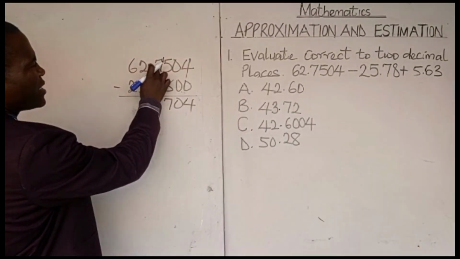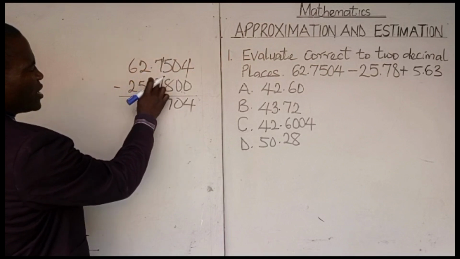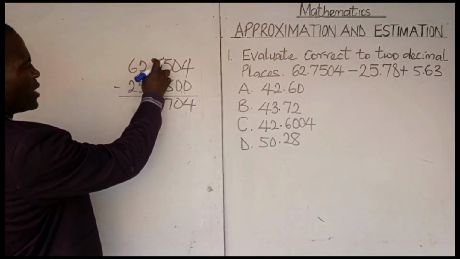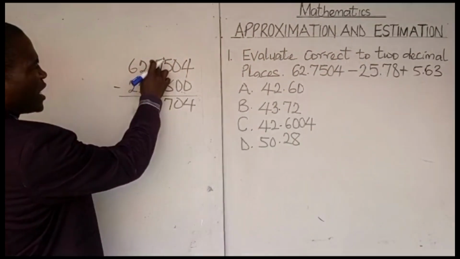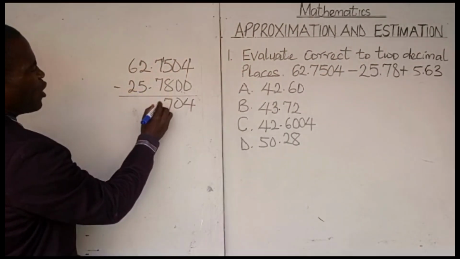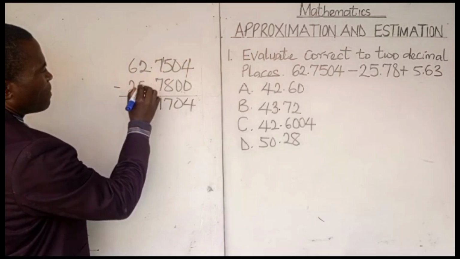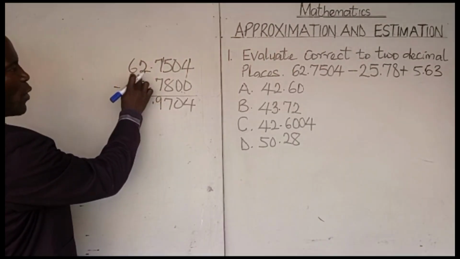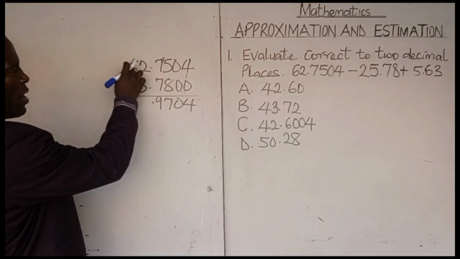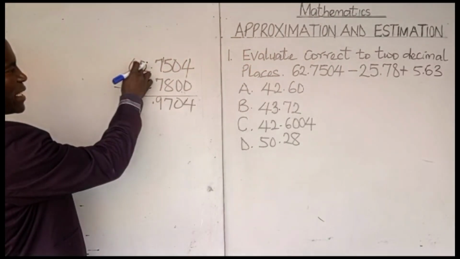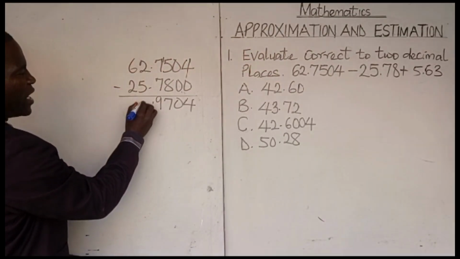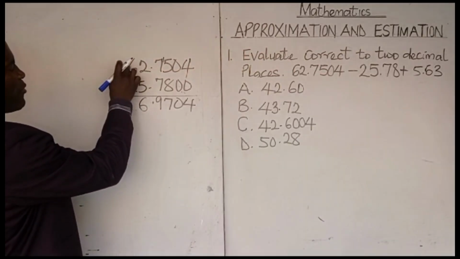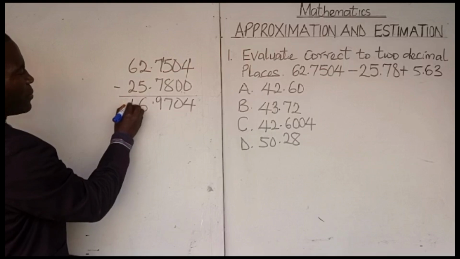Then this one remains 6. 7 from 6 is not possible. We are going to borrow 1 from here and add to this one. This is 16. 16 minus 7, it gives us 9. Then this one remains 1. Removing 5 from 1 is not possible. We are going to borrow 1 from here, put to this place. That is 11. 11 minus 5, that gives us 6. So here remains 5. 5 minus 2, it gives us 3.